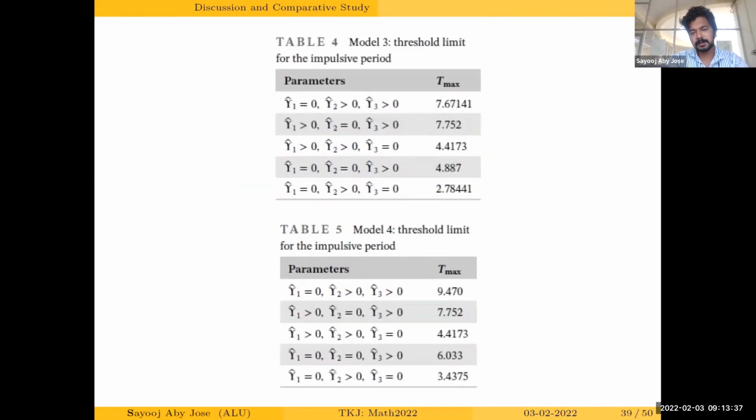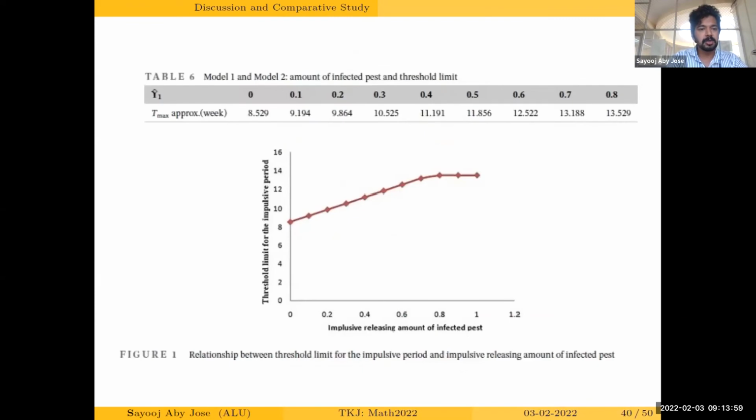We must also go further for each model. This paper mainly focuses on the threshold limit for the impulsive period, and we must study more about that. If one of the controls is 0 and another is non-zero, what will happen? What is the value of Tmax? This also means that we are changing the threshold limits. The threshold limit means the impulsive release rising to 0, 0.1, 0.2, 0.3, 0.4, and we can see that the period of impulse is also increasing.